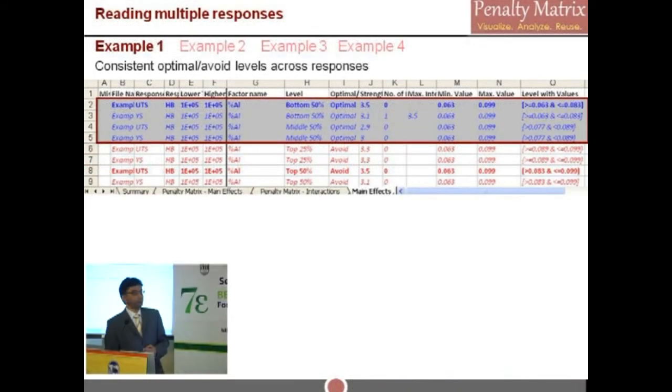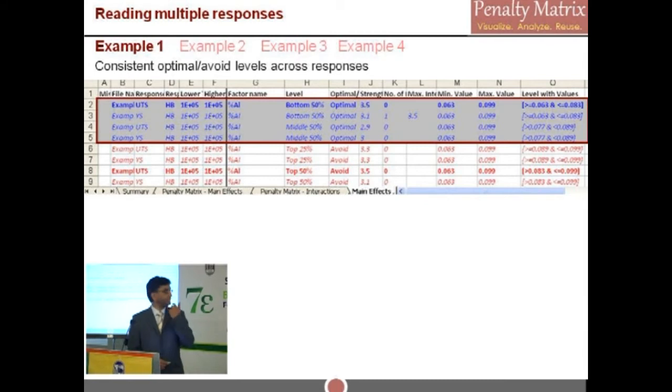Again, now there are a couple of situations, because now you got these conflicting responses. So the first situation is you have consistent optimal and avoid levels across responses. Life is simple. If that happens, that factor should go to confirmation trial immediately, even if the strength is low. For example, in case of aluminum, it is so consistent that the bottom middle 50% is optimal, so lowering aluminum is good. But lowering means that is a trend, but you are getting exact ranges here, which is specific to your foundry. And this is the variation of aluminum between 0.063 to 0.099.